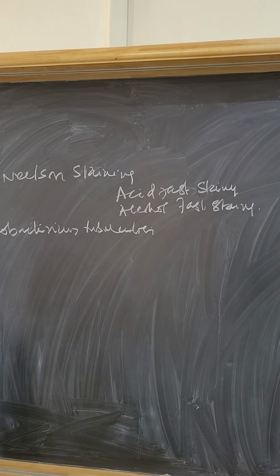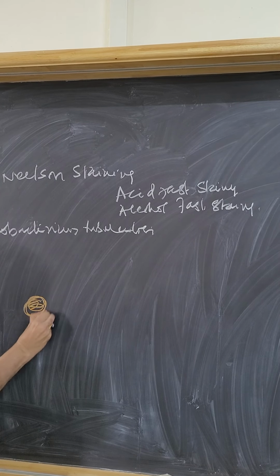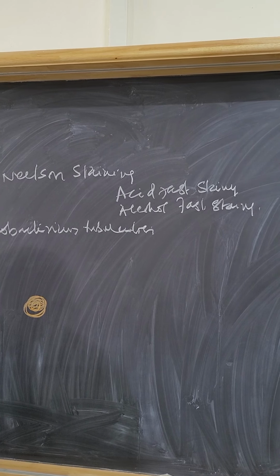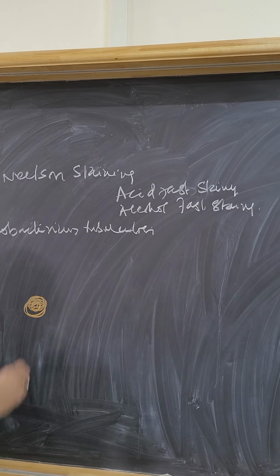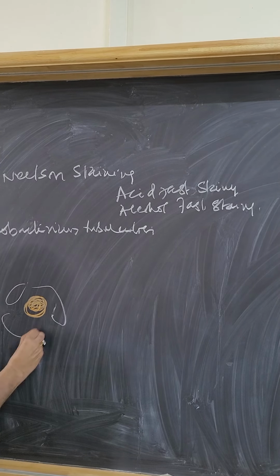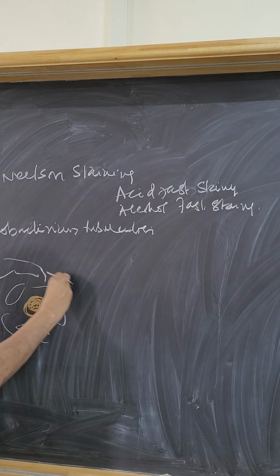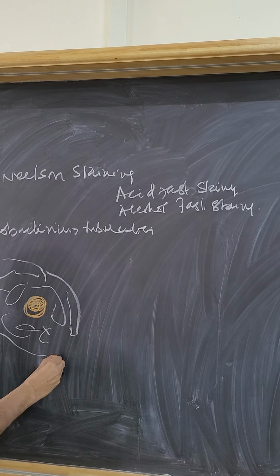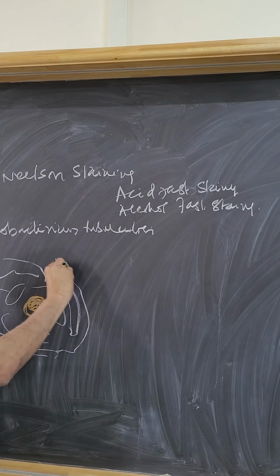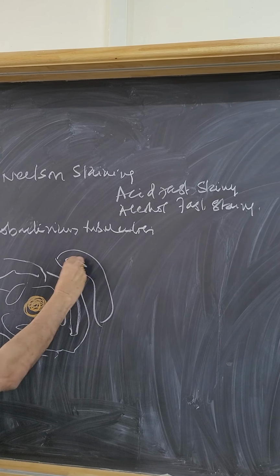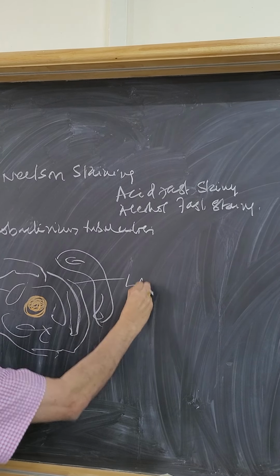Tuberculosis is a lesion. What does the tuberculosis lesion contain? It contains a central area of caseation necrosis, surrounded by monocytes, macrophages, and there is a special giant cell, the Langhans giant cell.